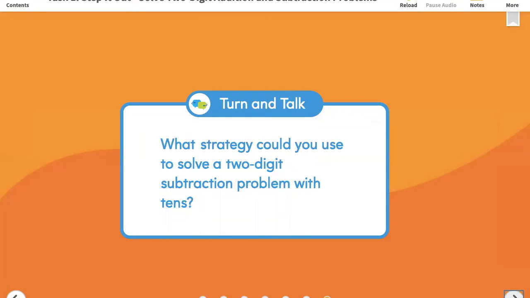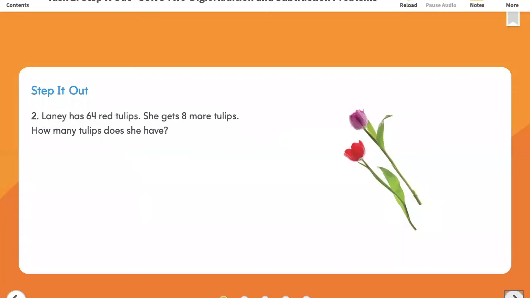What strategy could you use to solve a two-digit subtraction problem with tens? In the problem that we just did, they had us use addition, our fact families, to subtract. What other ways are there that you can use? Let's look at page 400. Number 2, Lainey has 64 red tulips. She gets 8 more tulips. How many tulips does she have?